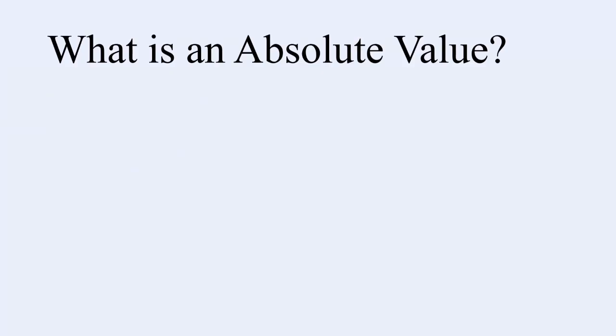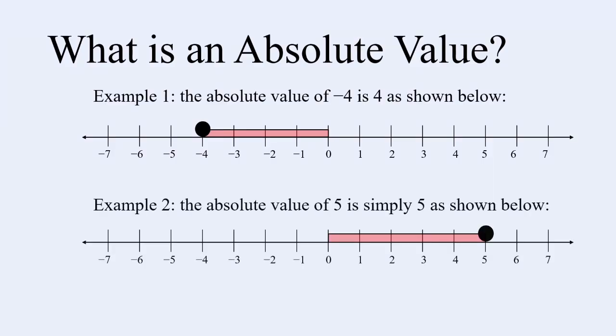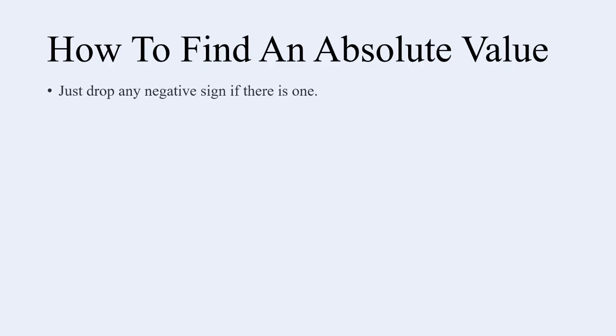For example, the absolute value of -4 is 4 as shown on the number line. Another example is the absolute value of 5 is simply 5, also as shown on the number line. To find an absolute value of a number, just drop any negative sign if there is one.